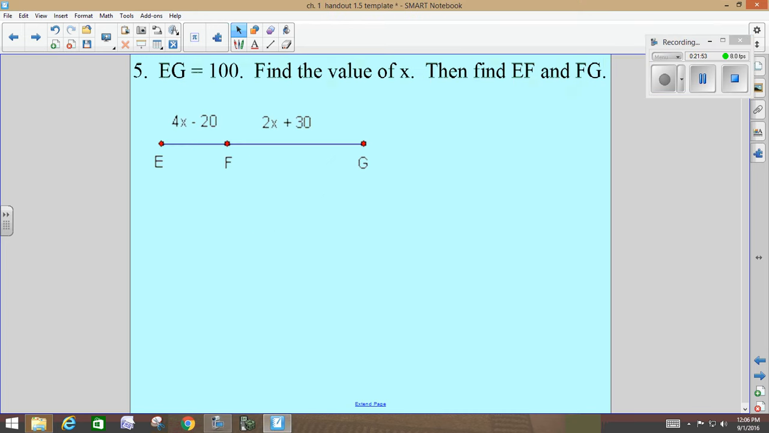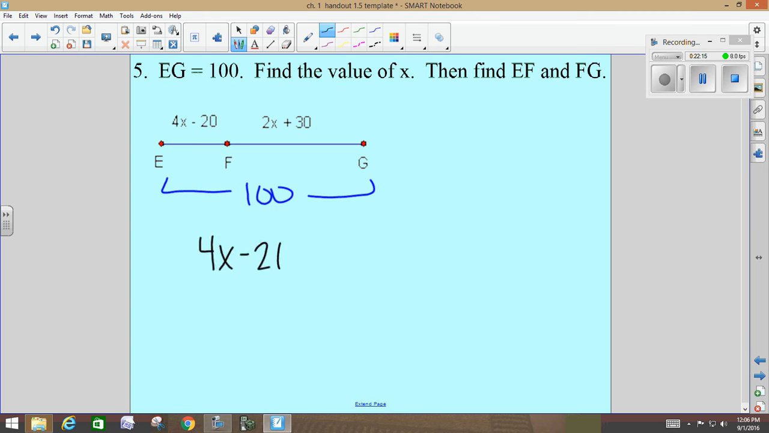Number 5, EG equals 100. Find the value of x, and then find EF and FG. Dalton, how'd you start this one? Okay, give me your equation. Excellent. This is your segment addition postulate. EF plus FG equals EG.